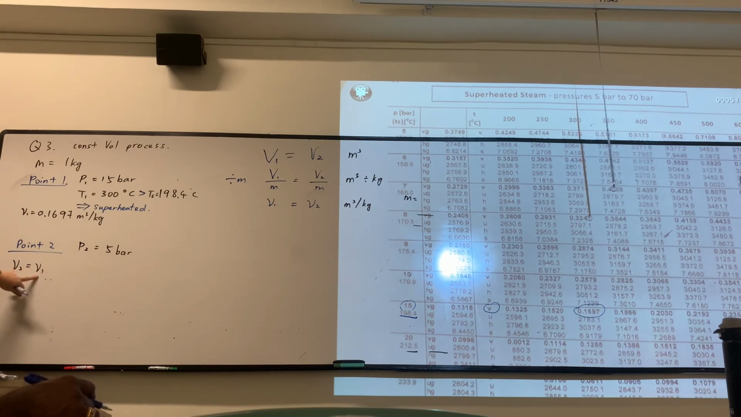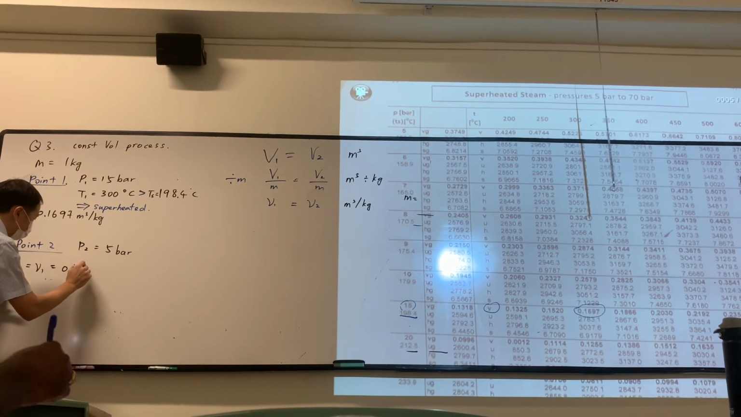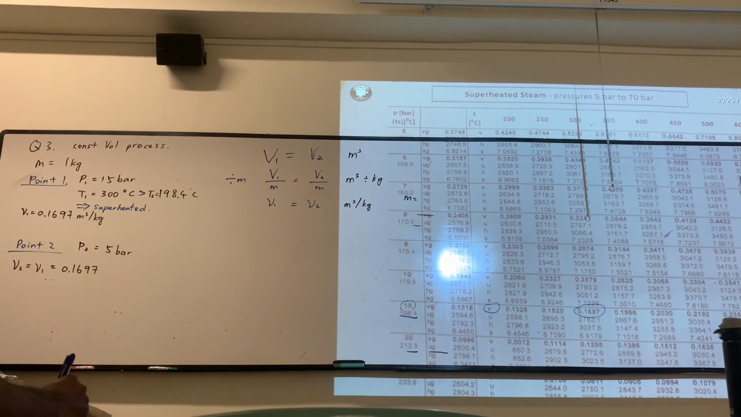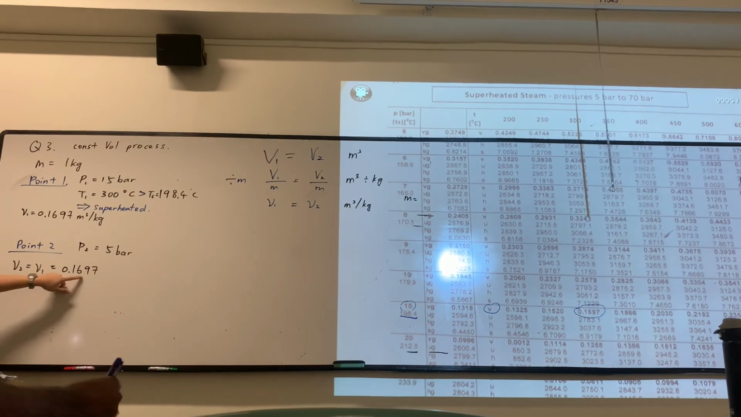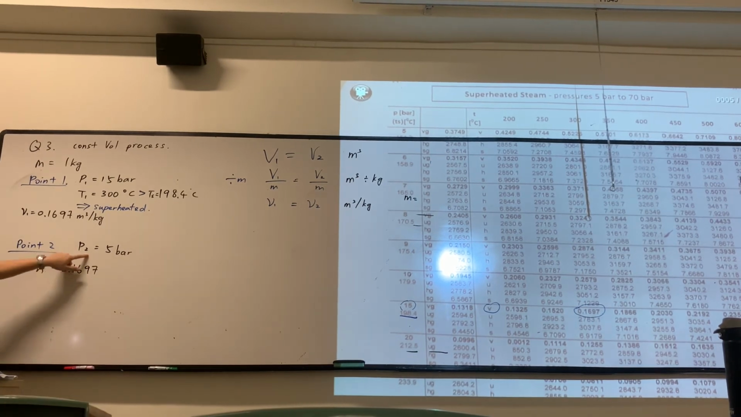Now V1 and V2 is the same, also 0.1697. But my V2, the pressure now is 5 bar, not 15 bar anymore. Now it's 5 bar. We are talking about 0.2. Now I have the specific volume of 0.1697 at 5 bar. How do I know what's the condition?